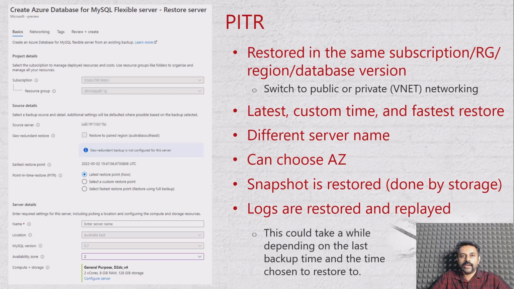However, when you do a PITR, you must choose a different server name. Same server name cannot be chosen, and however, you can still choose an availability zone other than where the primary server existed. Snapshot is restored at the storage layer, and further, if you have chosen a latest or a custom time, logs are restored and replayed. This could take a while depending on how much logs need to be replayed from the point in time of the snapshot backup to the time that you have chosen. Moving on.